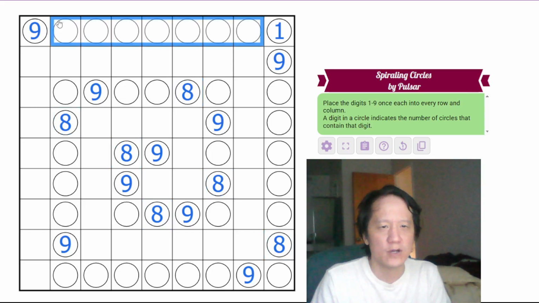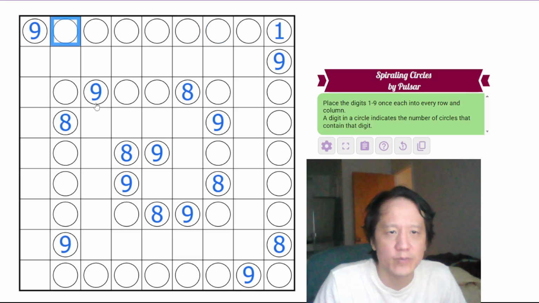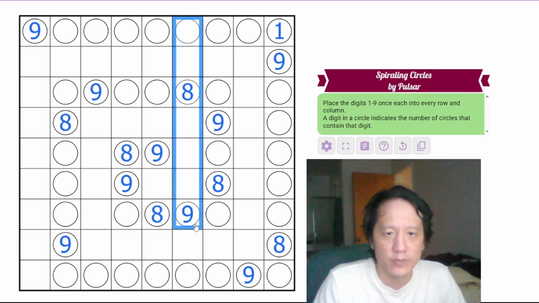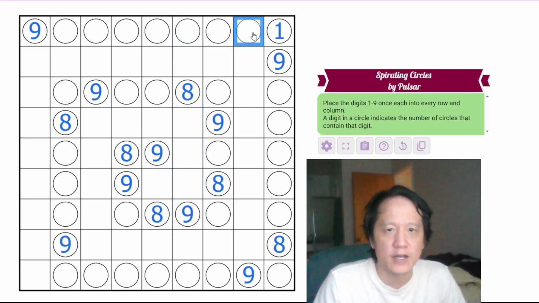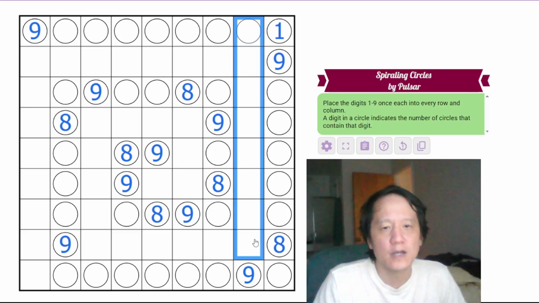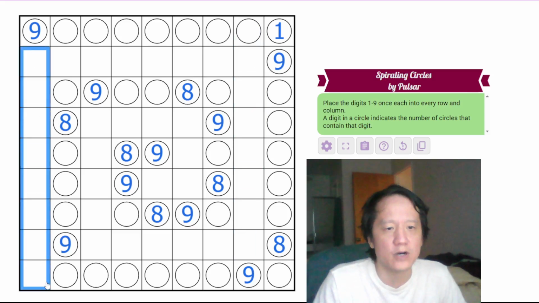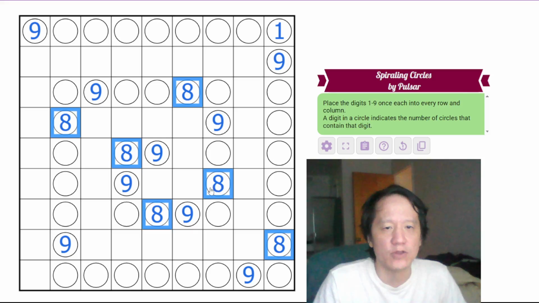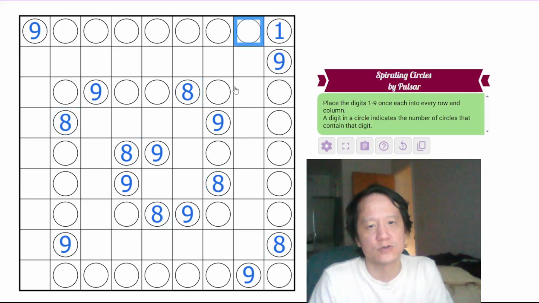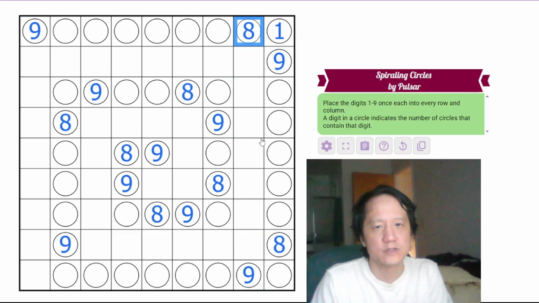In row 1. Can't be here. Can't be here. Can't be here. Here. Here. So could be either of these two. We missed one, didn't we? No, can't be here. So can't be here. Can't be here. Can't be here. Can't be here or here. And it has to be in column 8 here. Because we know in column 1 we're missing 8 from a circle. To count out all the 8s, we need to have an 8 in a circle in column 8. So this is 8.